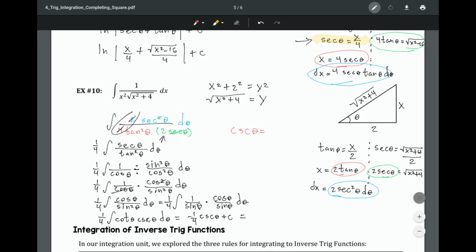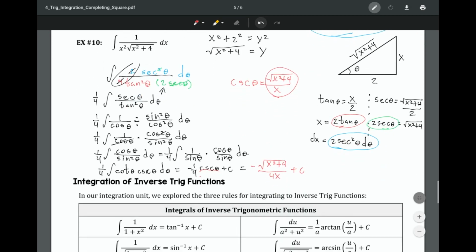I'm struggling here, kids. What happened? I'm trying to see what I did. Let's see. Cosecant is opposite over... Okay, never mind. Yeah, so it's going to be x over the square root of x squared plus 4. So I'm going to replace this right here with that. Okay, so my answer is going to be negative square root of x squared plus 4 over 4x, and that's 4x because of this 4 right here, plus c.